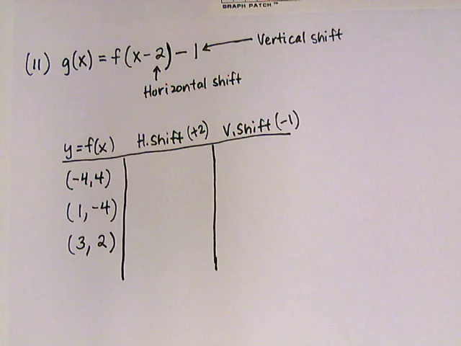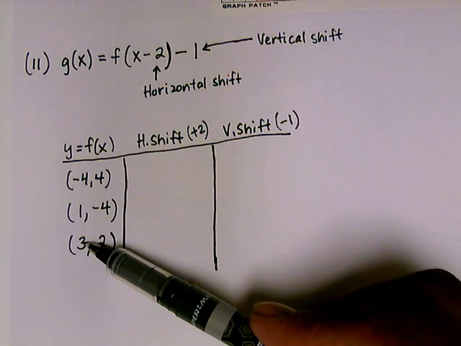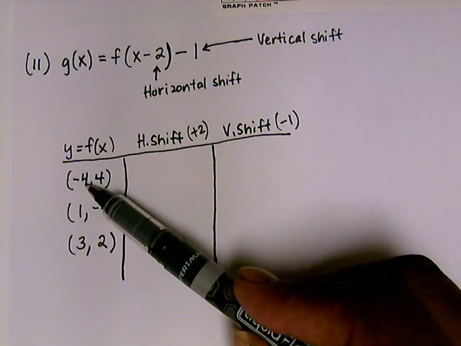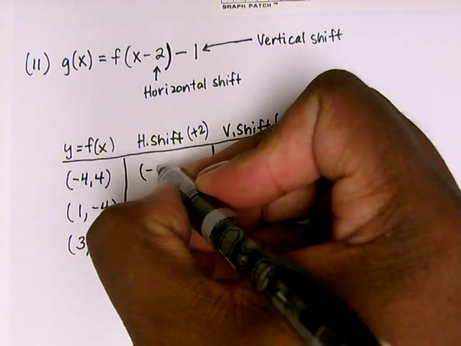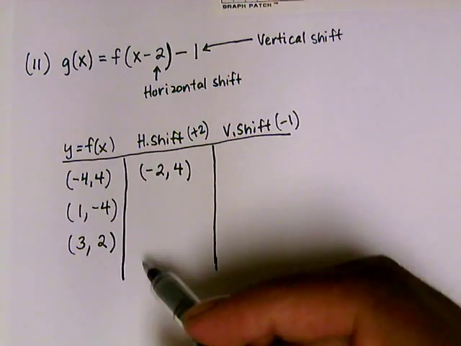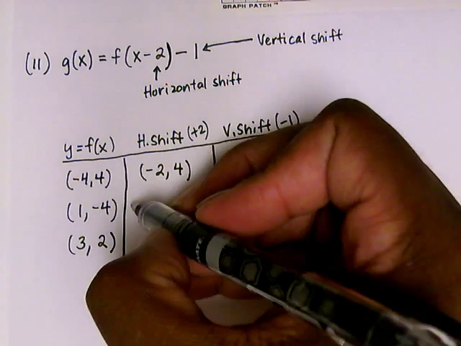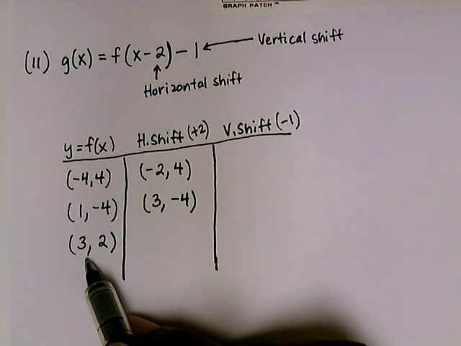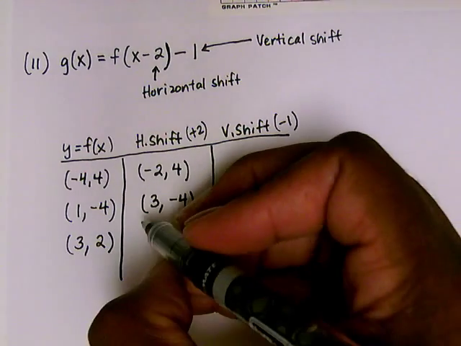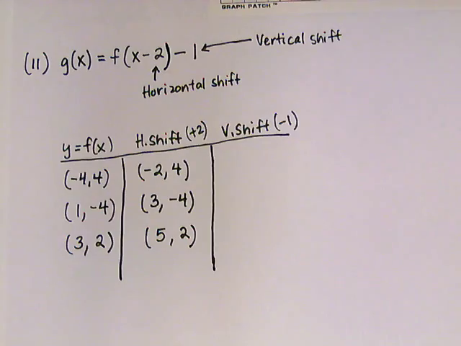Now let's find the ordered pairs after doing the horizontal shift. We're going to add 2 to each x coordinate. The y coordinate is going to remain the same. So in this case here, for this first ordered pair, if I do negative 4 plus 2, that will be negative 2. Bring over the 4. For this next ordered pair, if I add 1 plus 2, that will be 3. Bring over the negative 4. And for this last ordered pair, 3, 2, if I do 3 plus 2, that will be 5. Bring over the 2. So those are the ordered pairs after doing the horizontal shift.